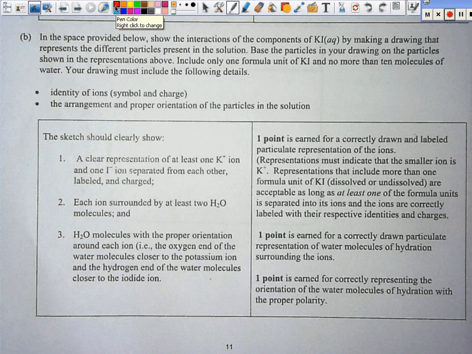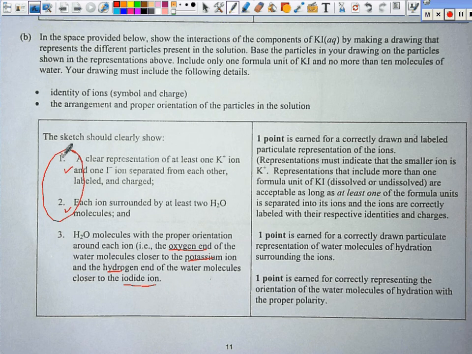That one was pretty easy to do. Each ion surrounded by at least two water molecules. If you would have put H2O, would you have got that point? Yeah, you would have. But this is where the third one would have been. You probably would not have got this. The water molecules with a proper orientation around each ion. Hence, the oxygen end of the water closer to the potassium and the hydrogen end closer to the iodide. Did we do that? Again, you probably would have gotten those. But the third one would have been where you lost it. So again, one point. Each point is earned by correctly drawn, labeled, particulate representations. Now, this is where I wanted to make sure.